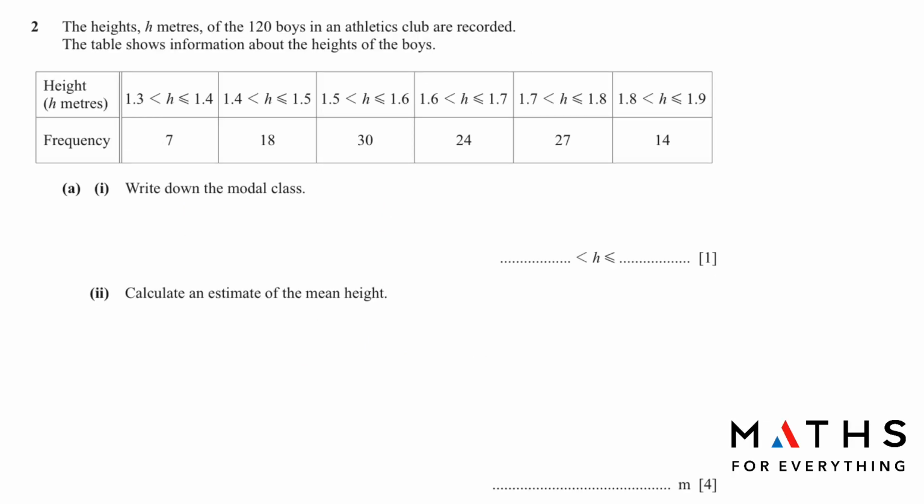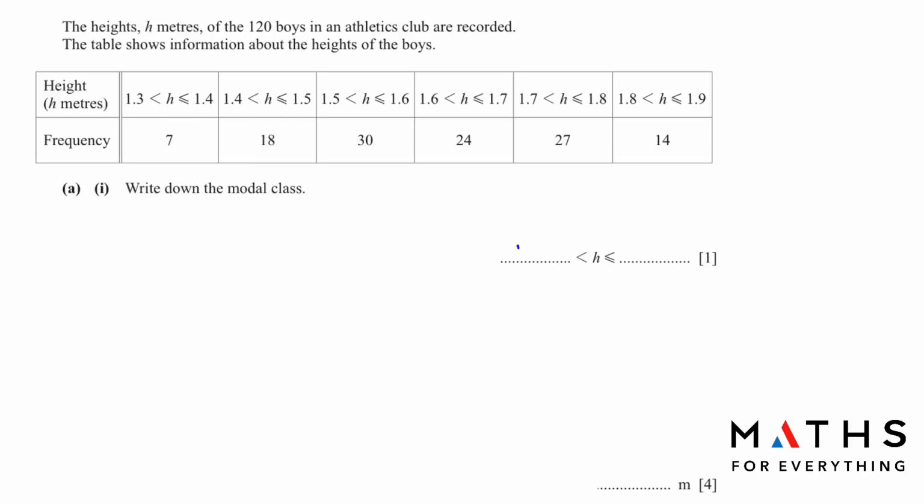Question number 2. The heights H meters of the 120 boys in an athletic club are recorded. So total frequency is 120. And the table shows information about the heights of the boys. A1, write down the modal class. Modal means the highest number of frequency. So which class has the highest number of frequency? 1.5 till 1.6. That is 30, which is the highest frequency.